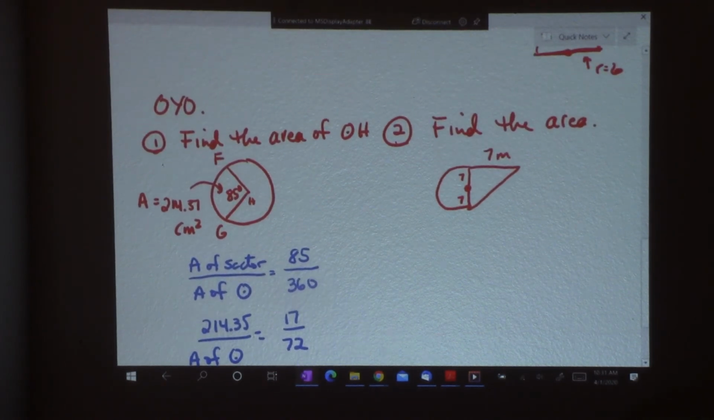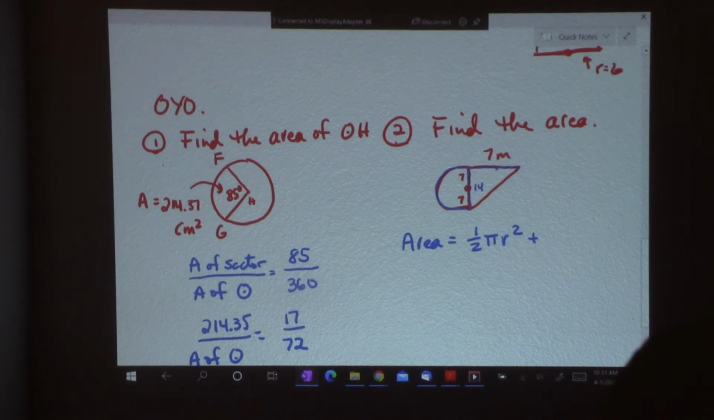Now let's look at this. The whole area is going to be half a circle, so I have half a circle here. Okay, so that's half pi r squared. Now, I have a rectangle. And I need the base, which will be 7, and the height will be 7 plus 7. Now, how do I know that's the height?